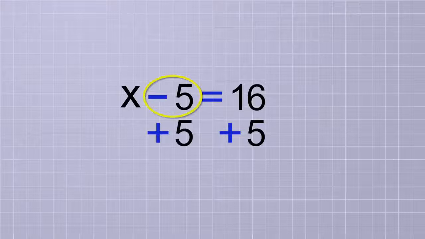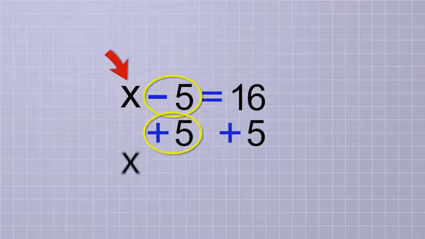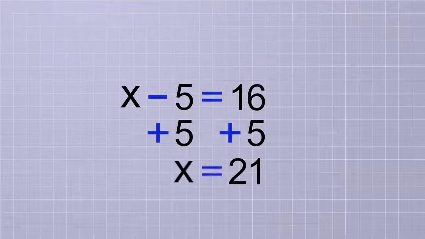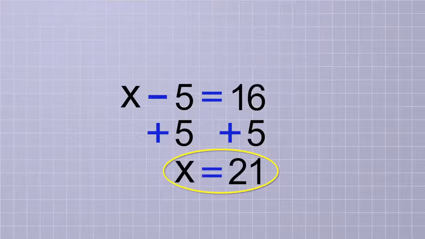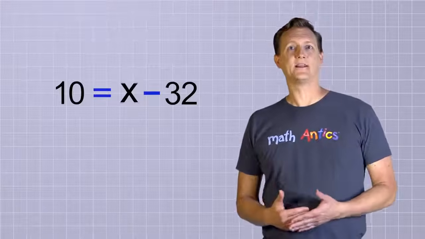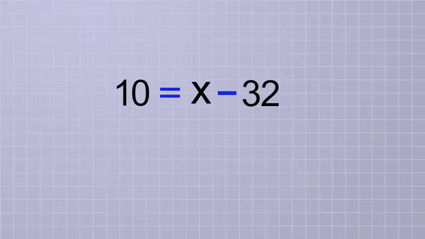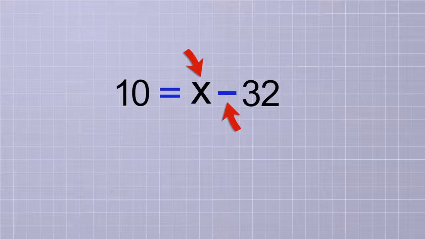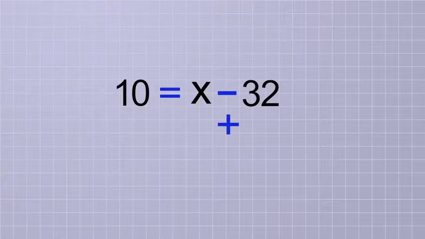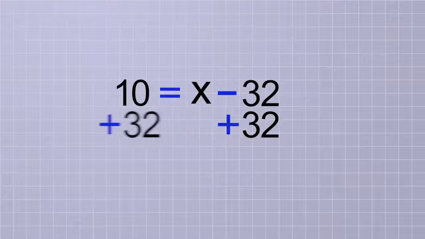The minus 5 and the plus 5 cancel each other out and leave x all by itself on this side. And on the other side, we have 16 plus 5, which is 21. So in this equation, x equals 21. Let's try another example like that. 10 equals x minus 32. Again, the x is not by itself because 32 is being subtracted from it. So to cancel that minus 32 out, we can just add 32 to both sides of the equation.